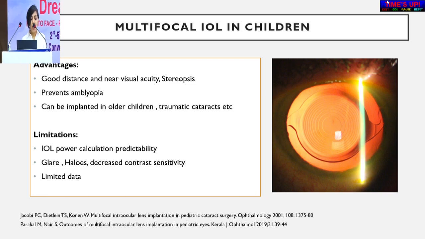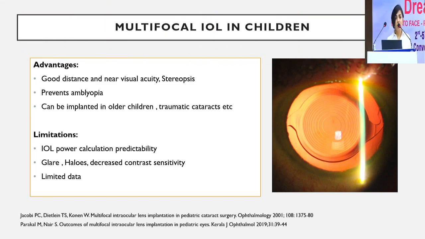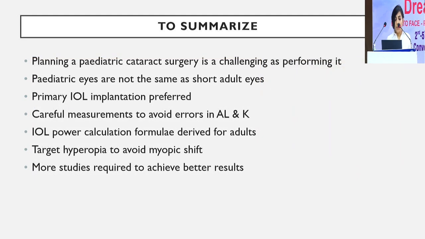So to summarize, planning a pediatric surgery is as challenging as performing it. Pediatric eyes are not the same as short adult eyes, and that needs to be kept in mind when planning the surgery. Primary IOL implantation is the preferred method of going about the surgery, even in infants, and that is what is being advocated now, unless, of course, there are specific reasons why you would not want to put an IOL in the first place.